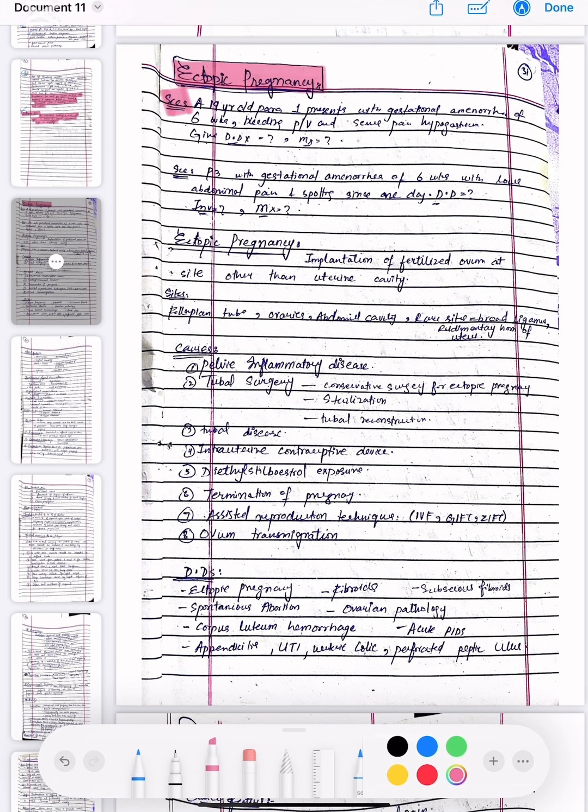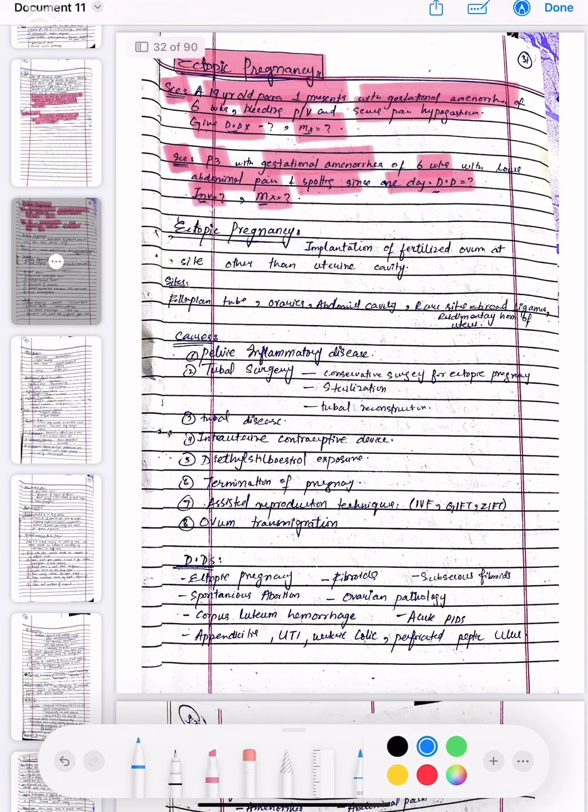We have a scenario where a 19-year-old para 1 presents with gestational amenorrhea of 6 weeks, bleeding PV, and severe pain in the hypogastrium. Give the differential diagnosis and the management. Then the scenario is a P3 with gestational amenorrhea of 6 weeks with lower abdominal pain and spotting since 1 day. What are the differential diagnosis, investigations, and the management? So here we come to know that there is a bleeding history, an abdominal pain history, and spotting, and she is para 3 and pregnant for 6 or 8 weeks.